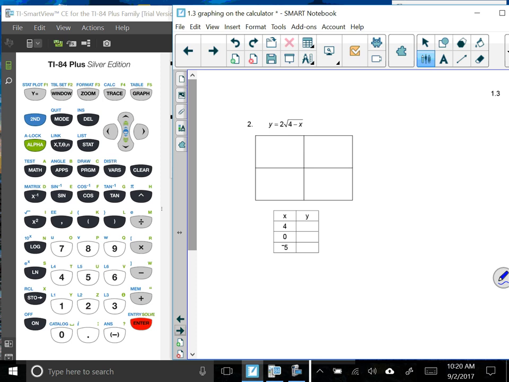So from your work on worksheet 1-2, you should have a general idea of what this graph is going to look like. It's going to have an endpoint, and it's going to go either up or down, it might go left or right. It's going to have one endpoint, and then it's going to be kind of just a curve. Okay? If it doesn't look like that, we know we've made a mistake.